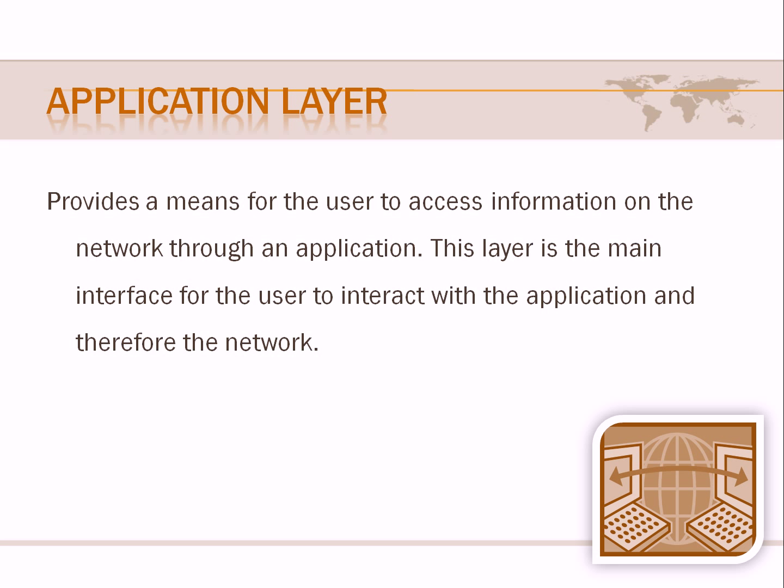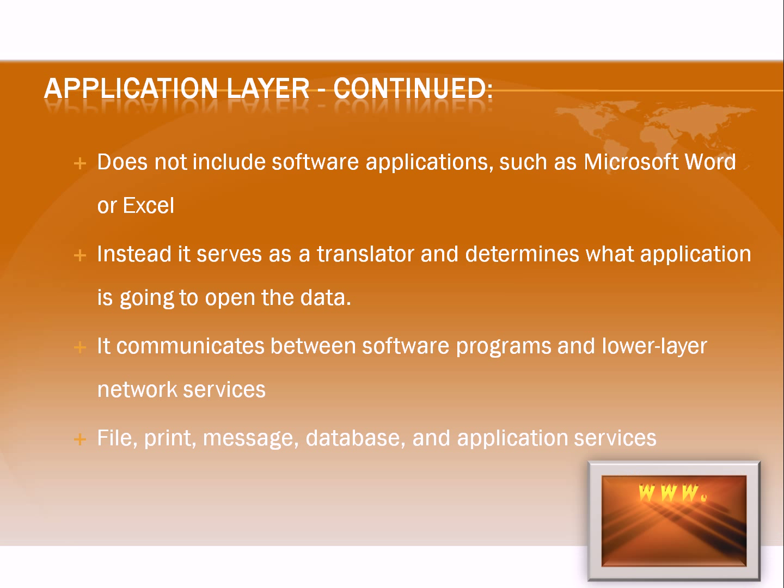The application layer. This layer provides a means for the user to access information on the network through an application. This layer is the main interface for the user to interact with the application and therefore the network. This layer does not include software applications such as Microsoft Word or Excel. Instead, it serves as a translator and determines what application is going to open the data. It communicates between the software programs and the lower level services. File, print, message, database, and application services work through this.